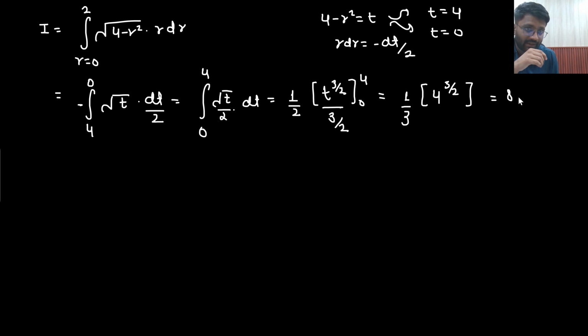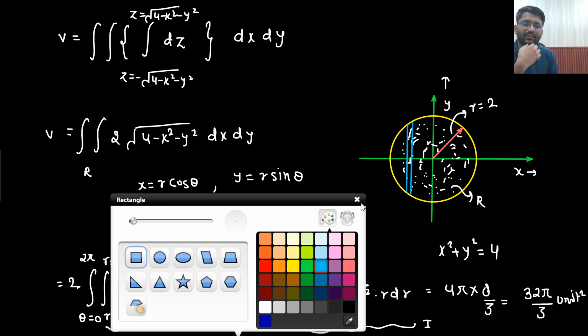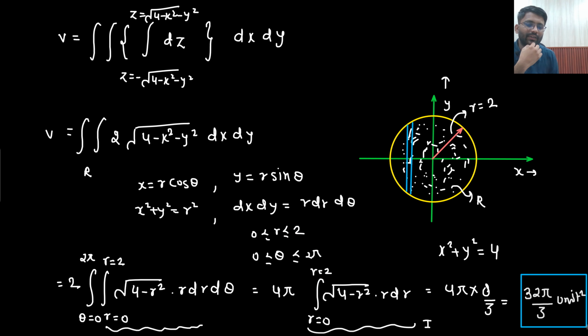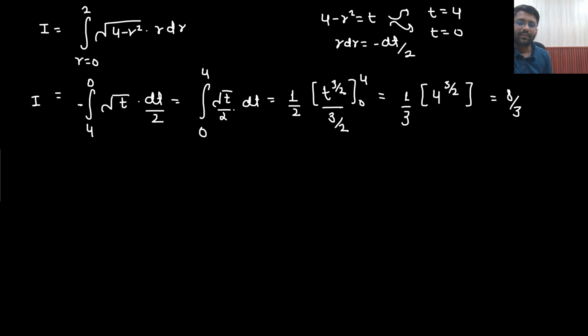So we are getting 8 by 3 for this integration I. You should be able to solve it. 8 by 3 we are getting. So 4 pi into 8 by 3. So the answer is 32 pi by 3 unit square. So this is how we can solve it. Done. 32 pi by 3 unit square. This is the answer.